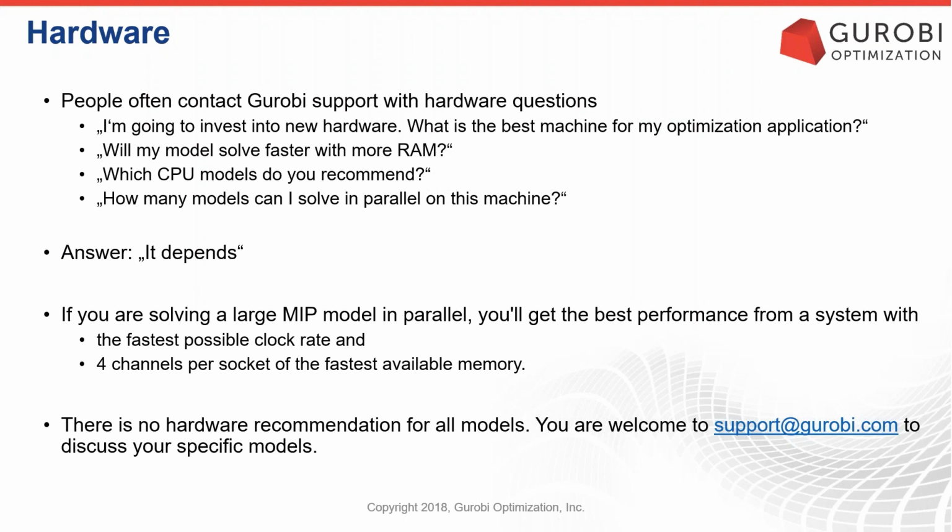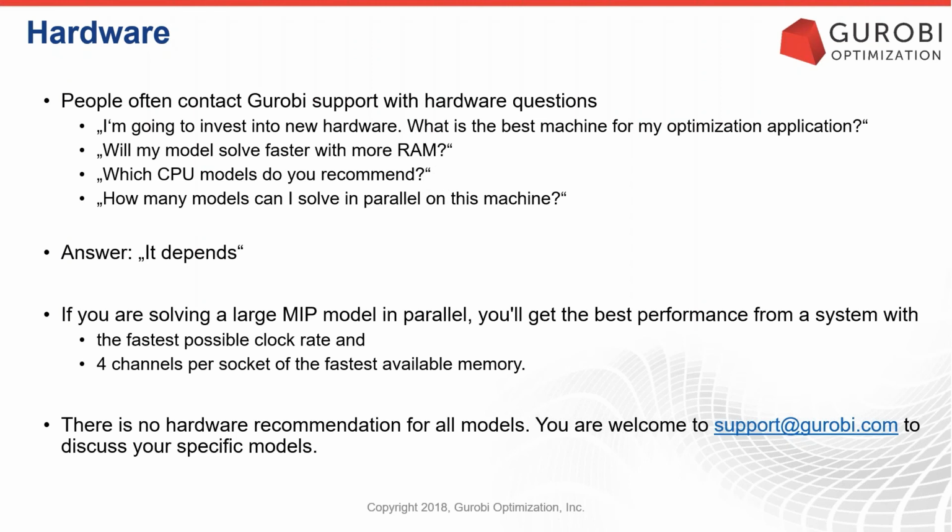So the answer to all these questions, unfortunately, is usually it depends. It's not so easy to give a general recommendation that is right for all models, but it's really important to take a look at the model type and how it is solved in general. As a general guidance, we always say if you solve a large mixed integer problem model in parallel, usually you get the best performance from a system with the fastest possible clock rate, from a CPU perspective, and four channels per socket of the fastest available memory.